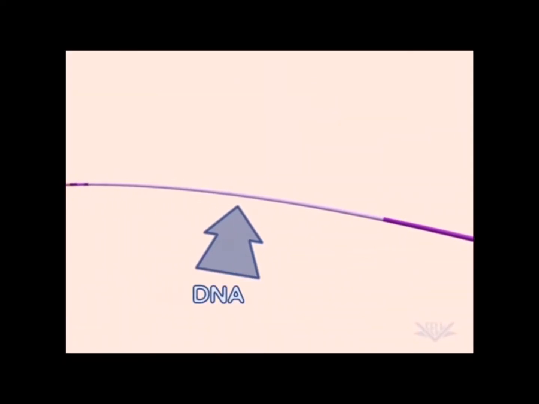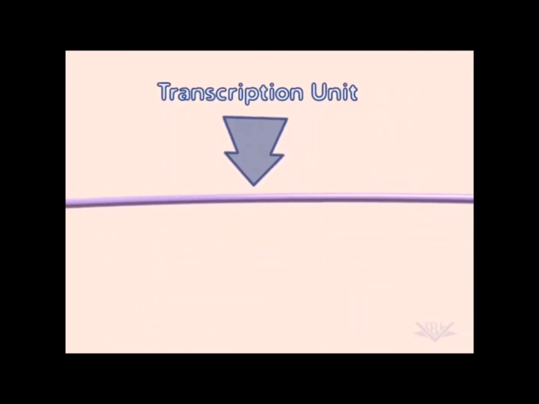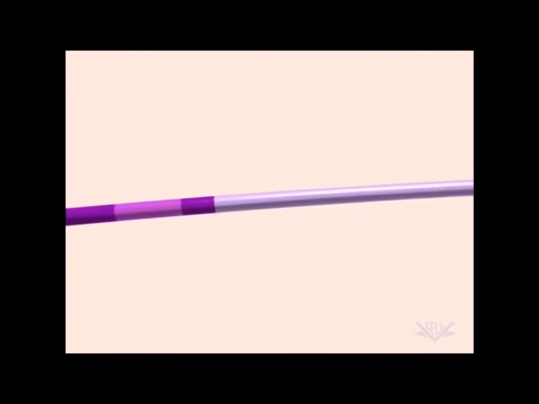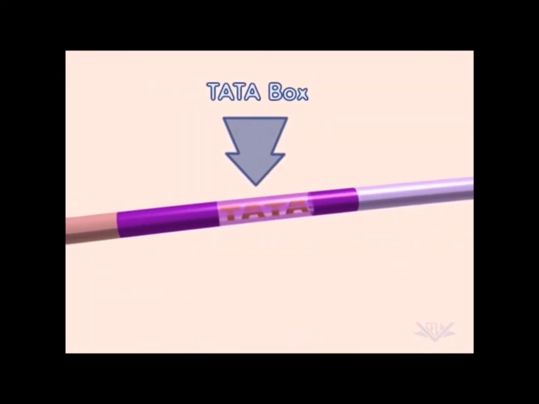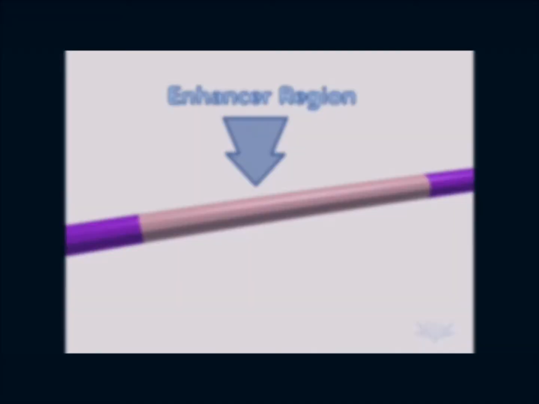Transcription starts with the DNA strand, and it's divided into many different parts. This is the transcription unit, and this is where DNA is used to produce RNA. And next, you have the TATA box. The TATA box is the DNA sequence that indicates where the genetic sequence can be read and decoded.